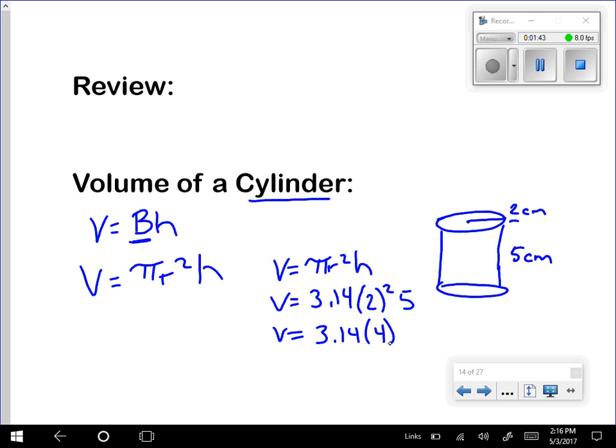So we would have 3.14 times 2 squared, which is 4, and then times 5 at the end. So 3.14 times 4 times 5 gives us 62.8 centimeters cubed. Hopefully you labeled all your homework cubed. Awesome. That's a good reminder of the volume of a cylinder. We're going to move on to volume of prisms. We want you to be able to work with all of these, so keep this in your knowledge bank.